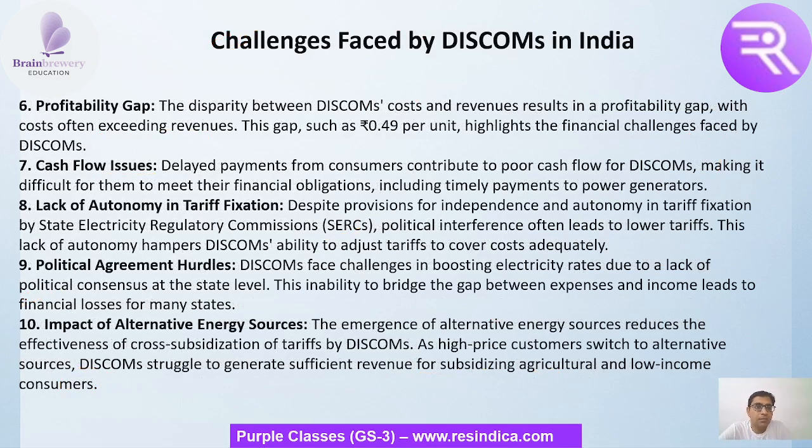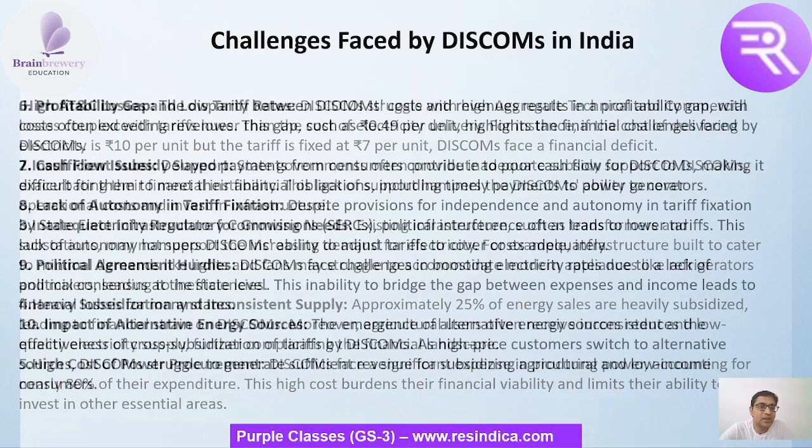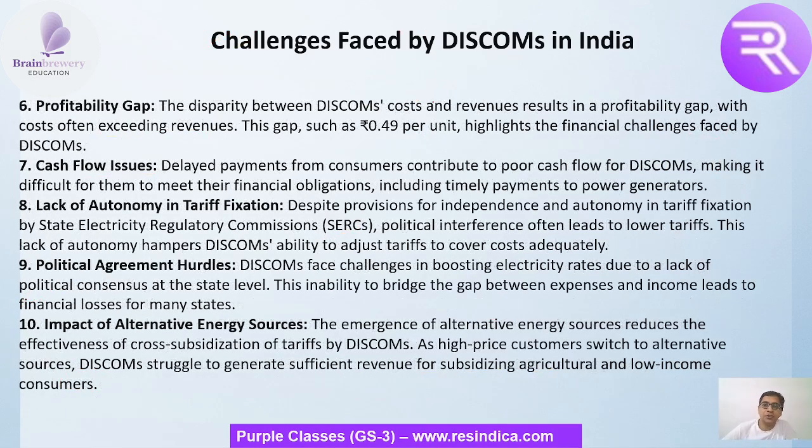Now the profitability gap, a lot of issues are related to the profitability gap. Discom cost and revenue lead to the profitability gap. The gap is around 0.49 per unit. Cash flow issues are happening in the distribution companies, because timely payment is not coming to the generator, as they are not getting payment from the consumer. And there is a lack of autonomy in tariff fixation. Government usually tells them that this much is the tariff and you cannot fix more than that. So discoms are not free to fix the tariff either.